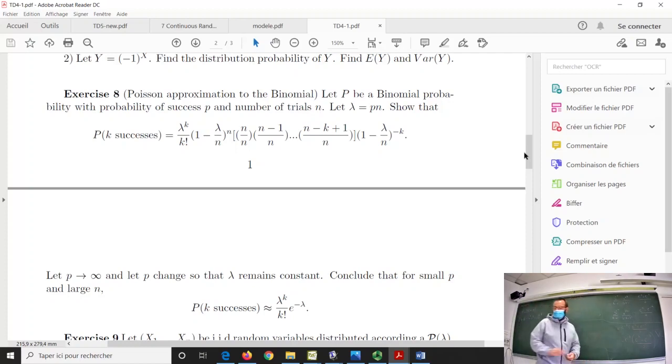So I have this. And I want you to express this one in this form here. And what is the lambda? Lambda is just n times p. It's a notation introduced in the statement. So you take a picture of the definition of a binomial. You have it in the slide.